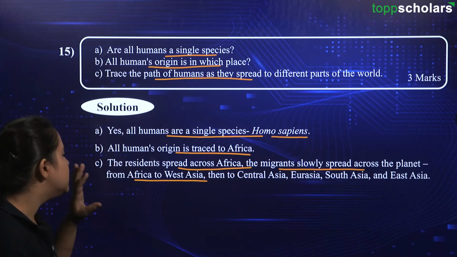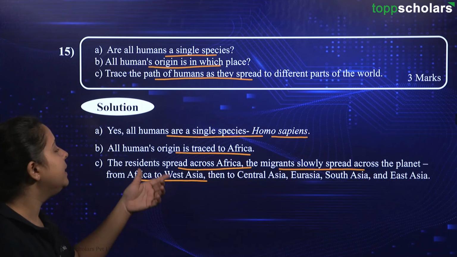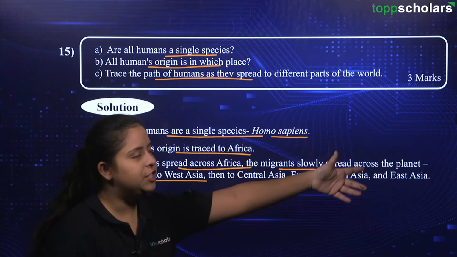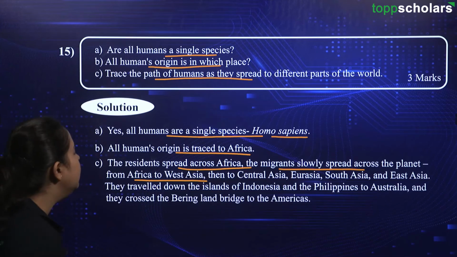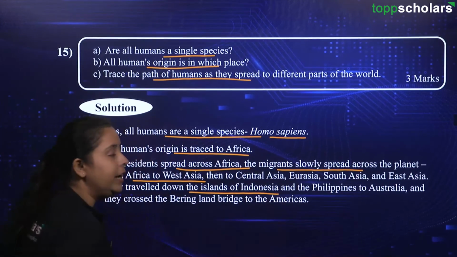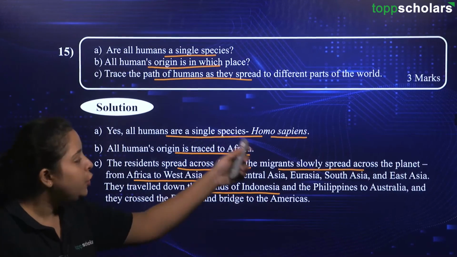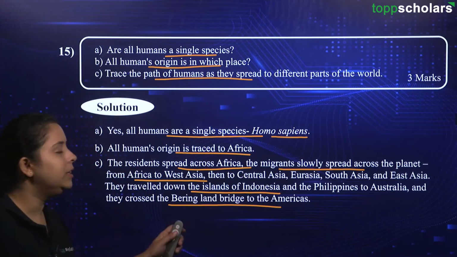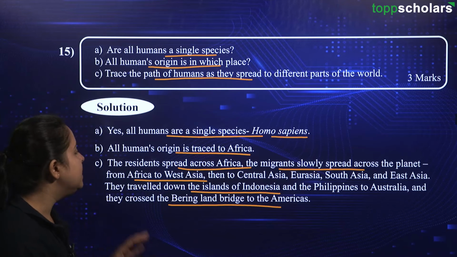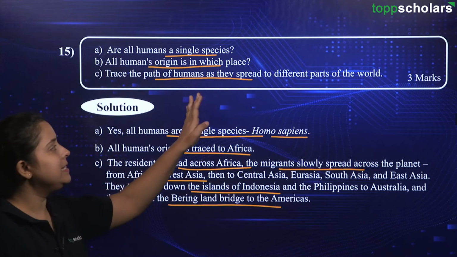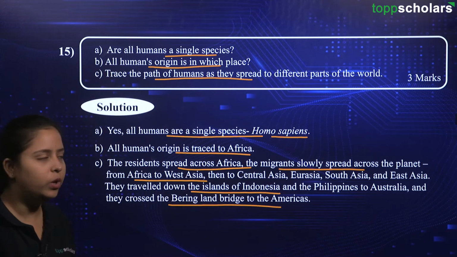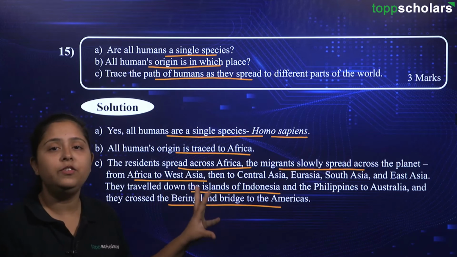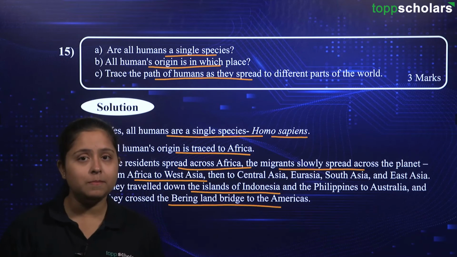Migrants are slowly spreading from Africa to West Asia, then to Central Asia, Eurasia, South Asia and then East Asia. Then they are travelling down to the islands of Indonesia and the Philippines to Australia, and they cross the Bering Land Bridge to America. Alright. So this is the path of human beings as they spread to different parts of the world. So friends, this question is coming from the human evolution topic of your chapter.